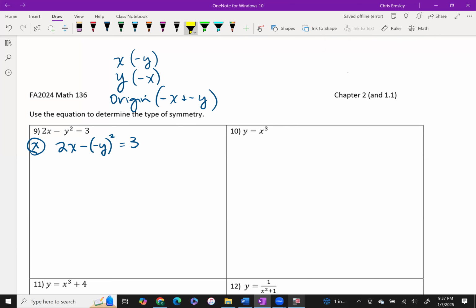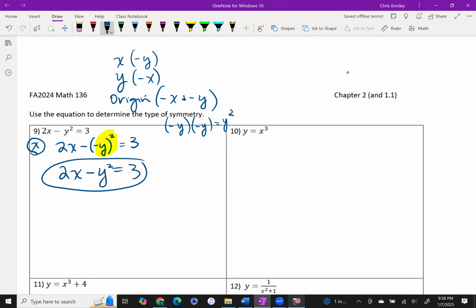So we have to think about, what is this? Negative y squared. Well, negative y times negative y, what happens when you multiply a negative times a negative is that you end up with a positive. So we can actually simplify this into just minus y squared, because that negative y times negative y, the negatives cancel each other out, and that is just y squared. And notice that this is exactly the equation we started with, even though we plugged in a negative y. So that means we have x-axis symmetry for this equation. Since we found x-axis symmetry, we don't need to test for the other two types.